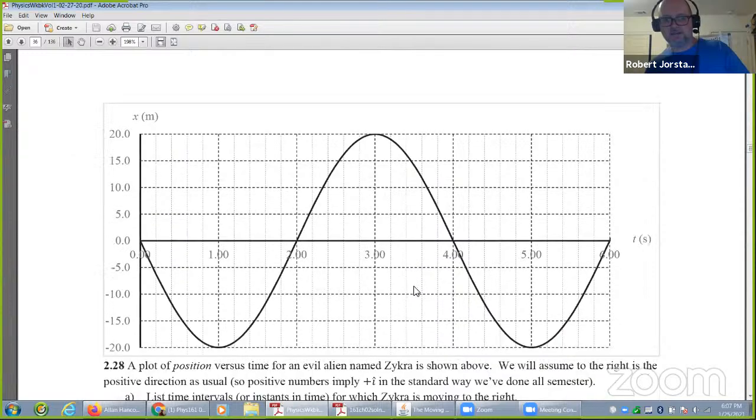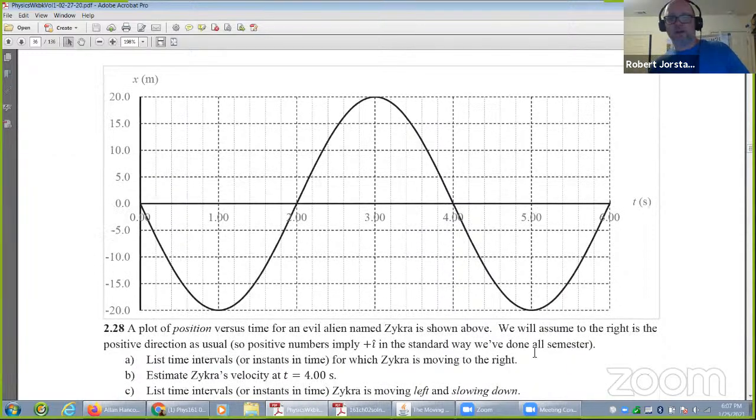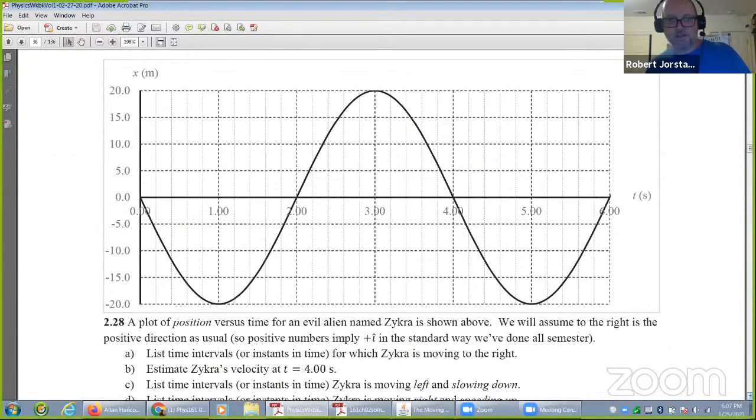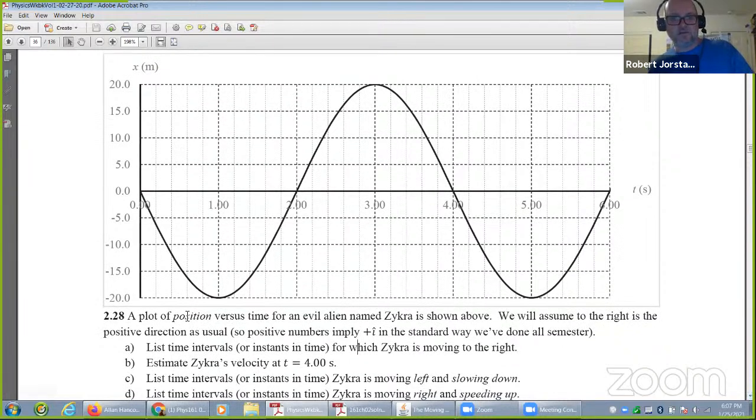I want to get to this problem. All right. So let's say we want to look at this problem. We have a plot of position versus time for an evil alien named Zykra. We will assume to the right is the positive. So again, I hat is to the right.